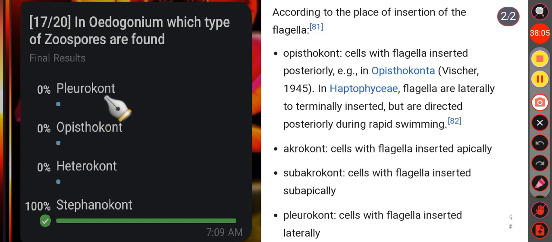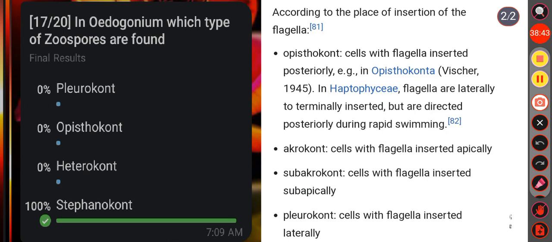Option A, pleuroconch. Option B, opisthoconch. Option C, heteroconch. Option D, stephanoconch. Here the correct answer is option D, that is stephanoconch. Generally, the term stephanoconch is used to describe a spore or gamete with a ring of flagella around its anterior end. So, in Oedogonium, the zoospores are stephanoconch type. It means a ring of flagella is present around the anterior end.